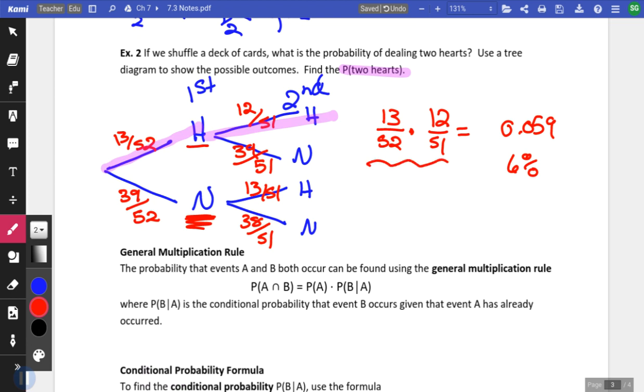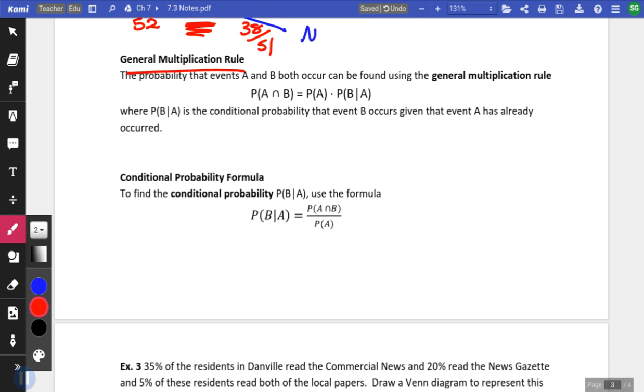Now, notice we multiplied right there. We're going to talk about the multiplication rule. The probability that events A and B both occur can be found by using this rule. So this is an and. The probability that A and B happen, that means they're happening at the same time, is the probability of A times the probability of B given A.